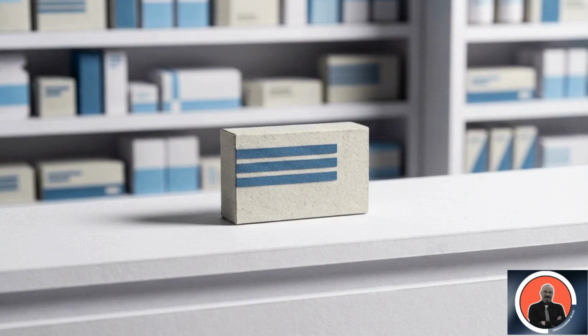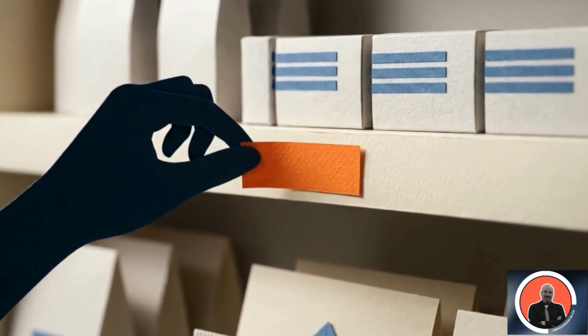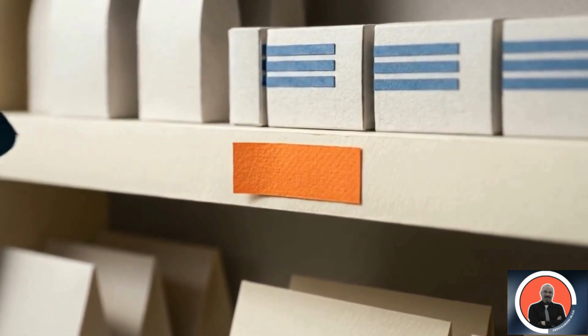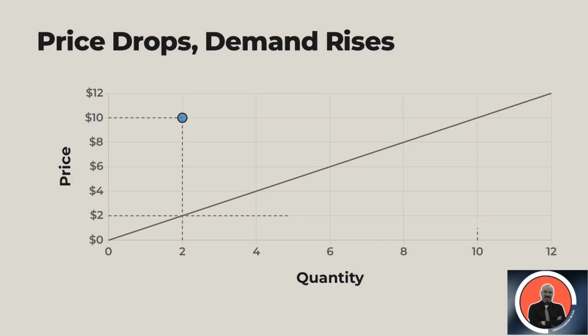Let's look at a single product, like a box of cold medicine. There is a very specific relationship between the price on the sticker and how many boxes the townspeople will actually take home. We track this on a grid: price on the vertical axis, quantity on the horizontal. At a high price of $10, few buy it, marking high price, low quantity. As price lowers, quantity goes up. Connecting these points creates the demand curve.